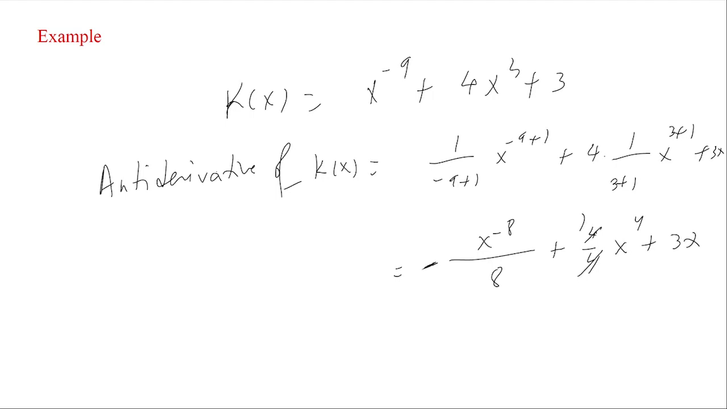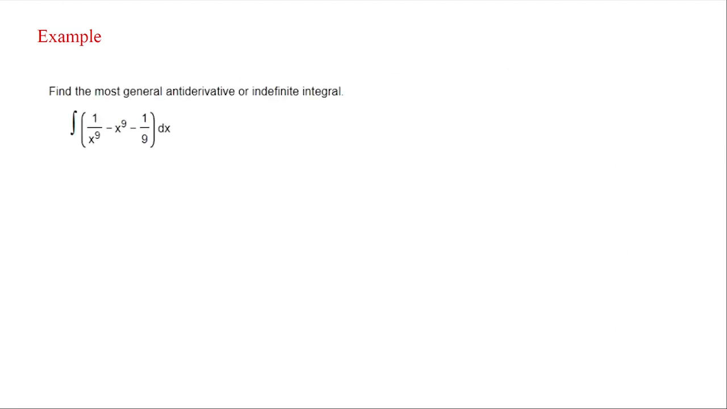So that's the answer, negative 1 over 8 x to the power 8. I'm bringing this negative exponent to the positive. This is x to the power 4 plus 3x. So that's the antiderivative of this function when constant c is 0. So let's go to another problem.